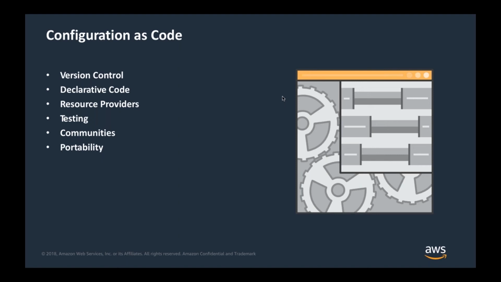Like before, we also have the benefit of version control. Configuration as code is declarative code. And declarative code, again, depends on what configuration management engine we are using. Is it Chef, Puppet, Ansible, SaltStack, CFEngine? It really depends on that.